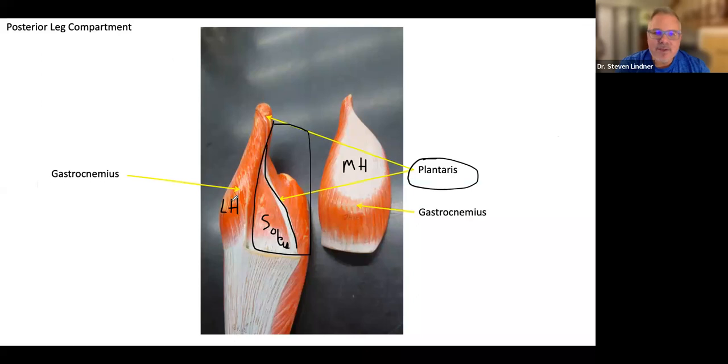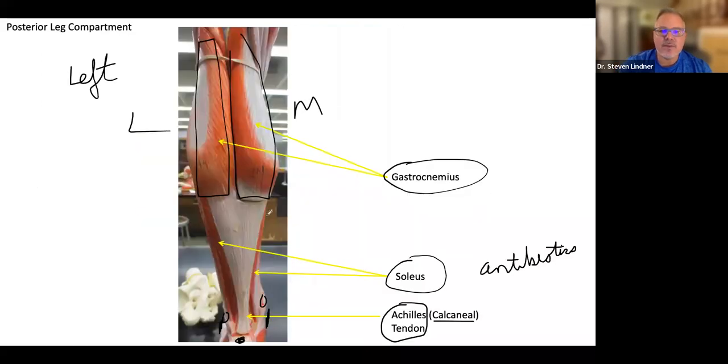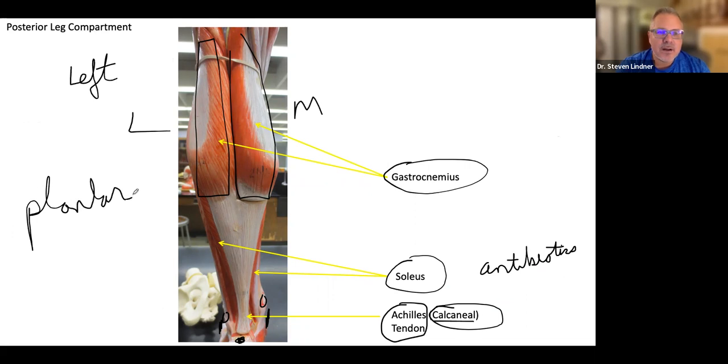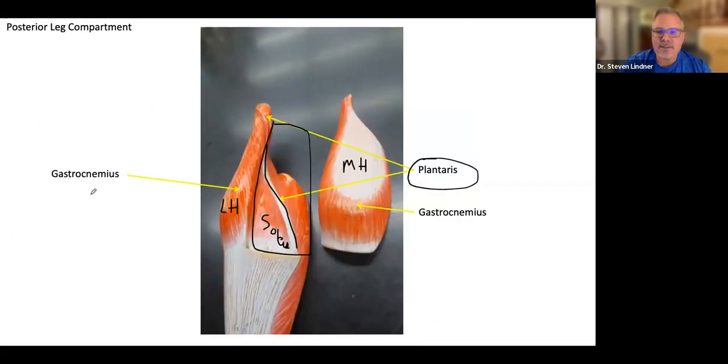Okay, so the gastrocnemius, the soleus, and the plantaris, all three of those have the same insertion site on the calcaneus. All of them are going to plantar flex. All of them will plantar flex the ankle, which is stepping on the tippy toes. That's what that looks like. Gastrocnemius, the soleus, and the plantaris. All of them plantar flex.